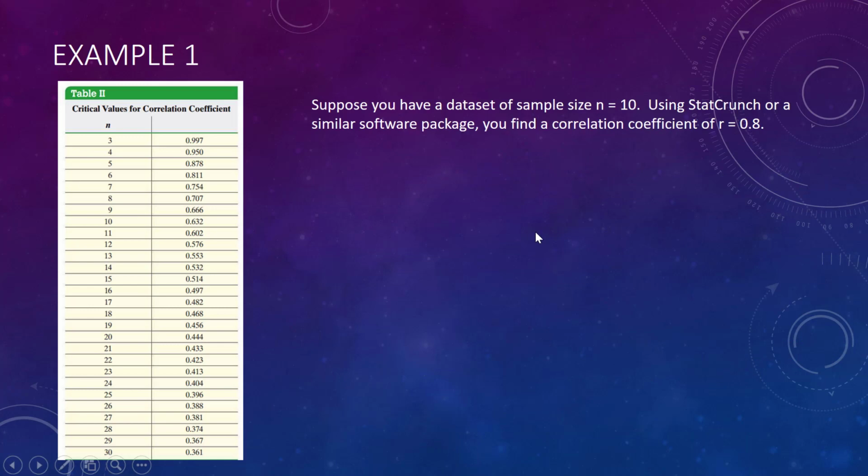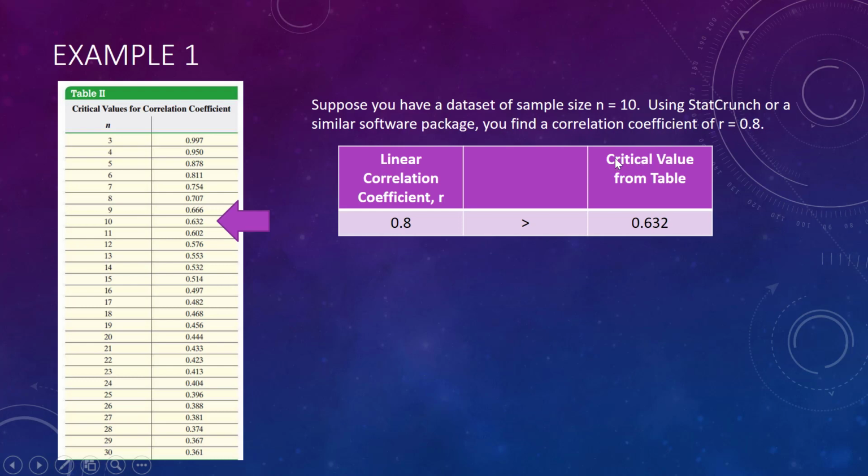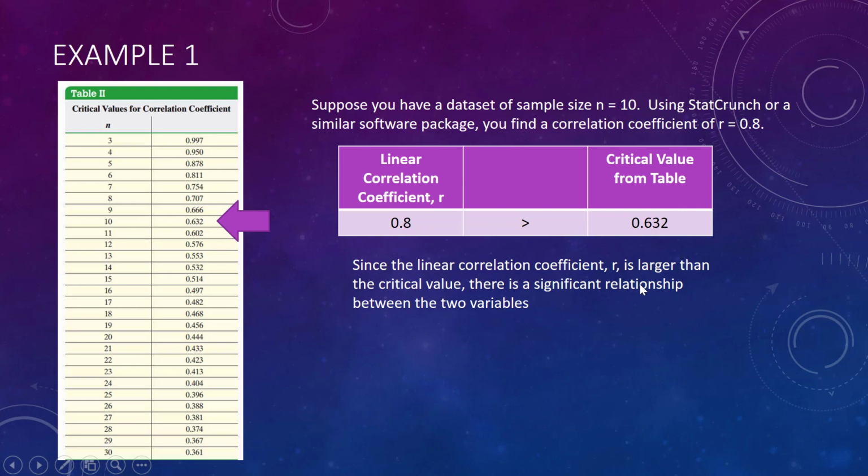Suppose you have a data set of sample size n equals 10. Using StatCrunch or a similar software package, you find a correlation coefficient of r equals 0.8. Does this represent a significant relationship between the two variables? Well, as you can see from the table, our critical value is 0.632. 0.8 is larger than our critical value of 0.632. Therefore, this does represent a significant relationship between the two variables in question.